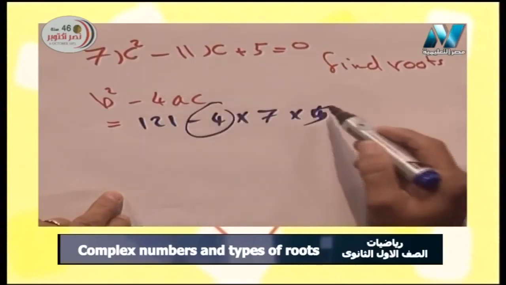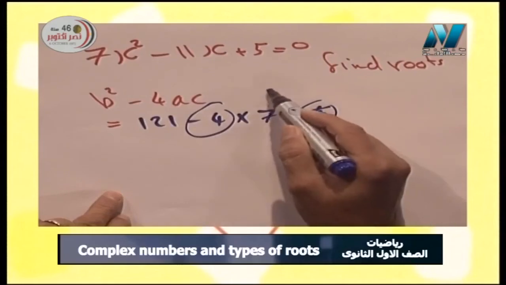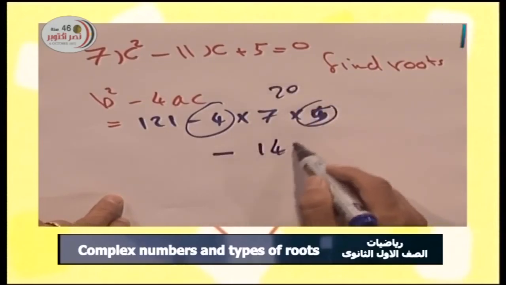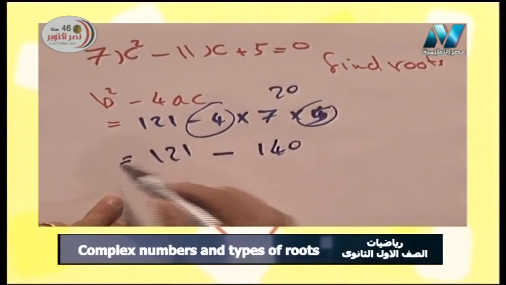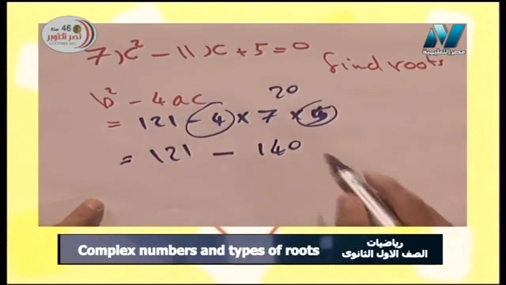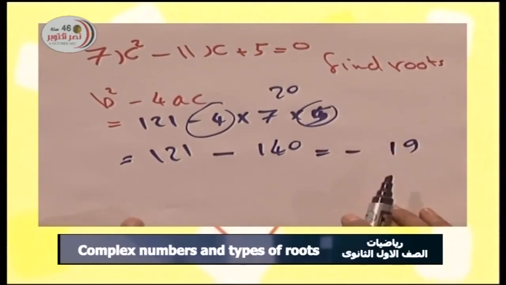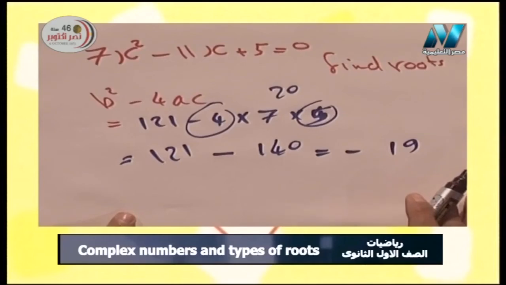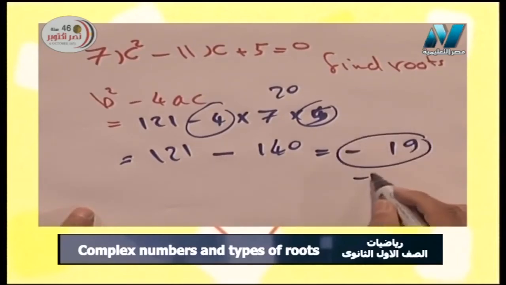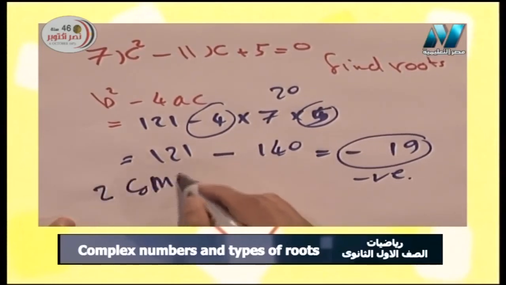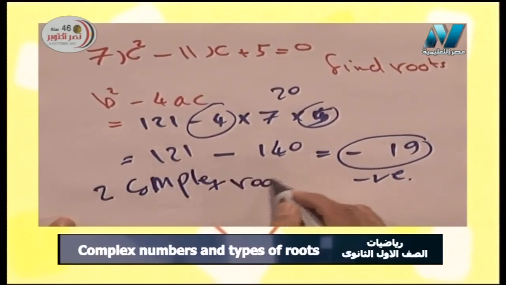Mentally here, 4 times 5 equals 20. 20 times 7 equals 140. And 121 minus 140 equals negative 19. So the answer will be negative 19. This number is negative, so the two roots will be two complex roots, and what will they be?